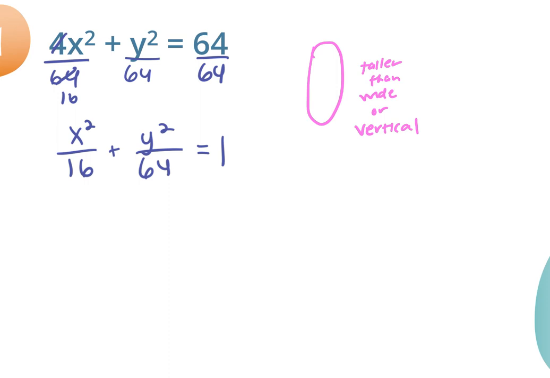The other thing you can notice immediately from your equation is there's nothing adding or subtracting from the x or the y, which means my center is at 0, 0. If there was something there, that'd be the h, the k.